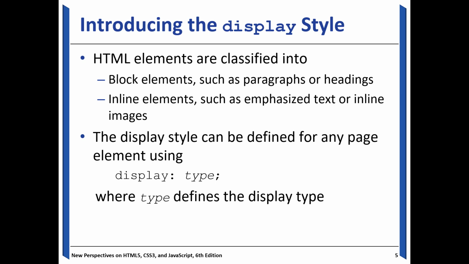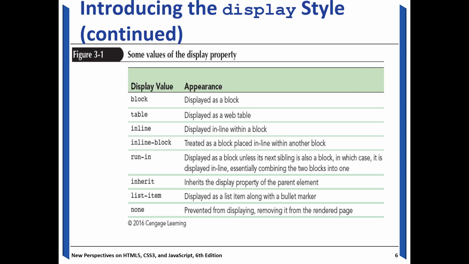We can define the display style for any page element with the following display property. Display colon type, where type defines the display type. A few of the many type values are shown in figure 3-1. We can prevent browsers from displaying an element by setting its display property to none. In that case, the element is still part of the document structure, but it is not shown to the user. This is useful for elements that users should not see.